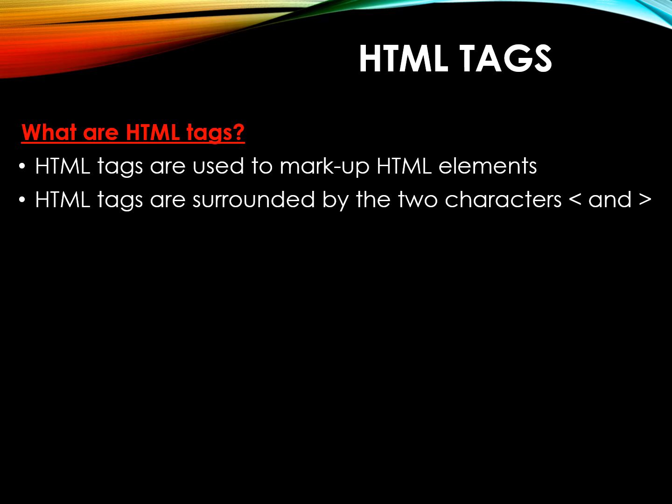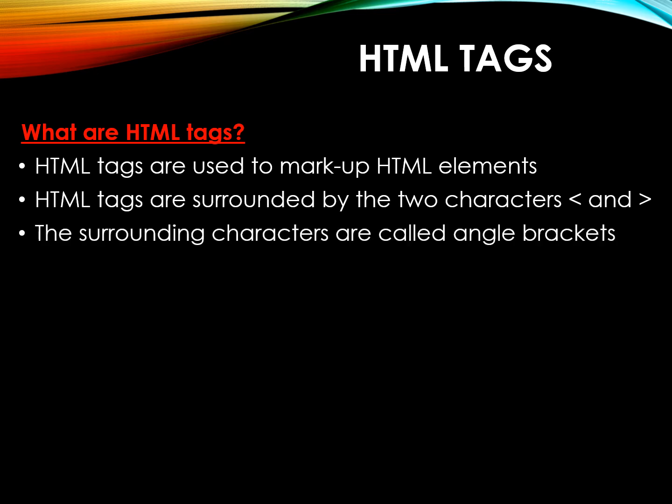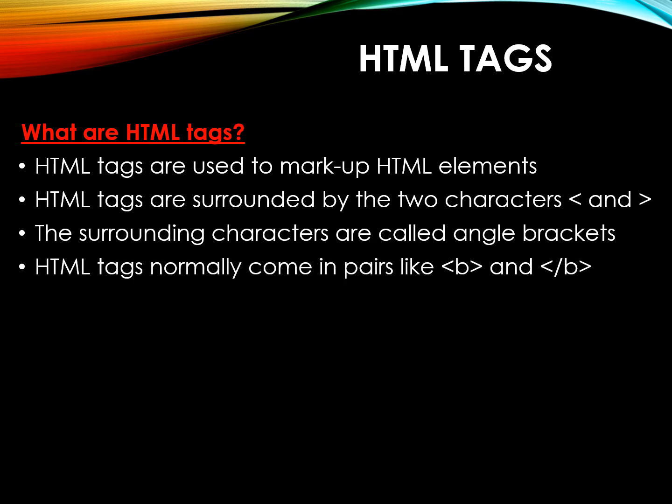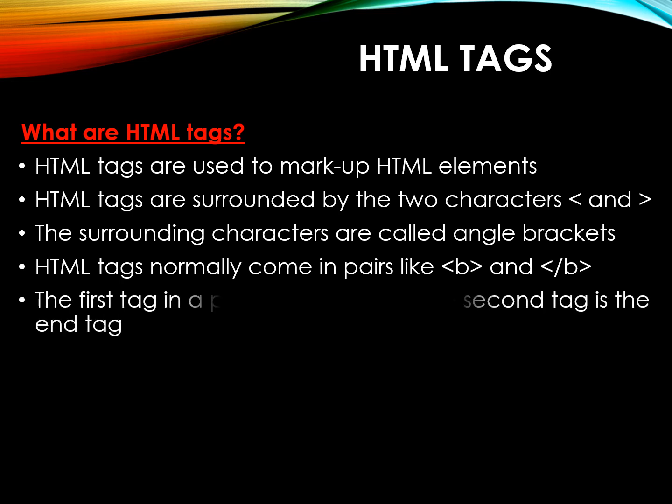You can see these HTML tags are surrounded by the greater than and less than signs, right? Those are the signs we use. The surrounded characters are called angle brackets. HTML tags normally come in pairs. Most come as pairs, but a few tags do not. We will see what those are also.